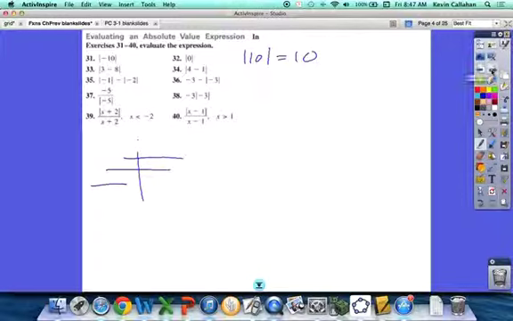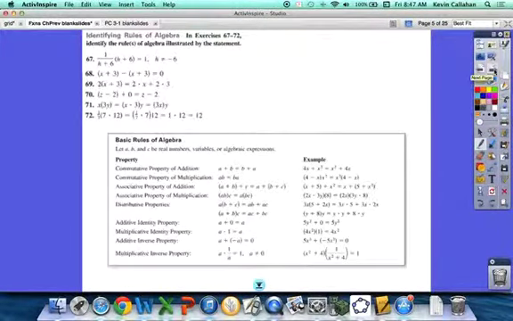Properties. In your book, they call these the basic rules of algebra, but up till this year and up till this book, we've always just called them properties. Properties of real numbers. Things like commutative for multiplication and addition, associative for multiplication and addition, distributive. We've seen these properties many, many, many times.